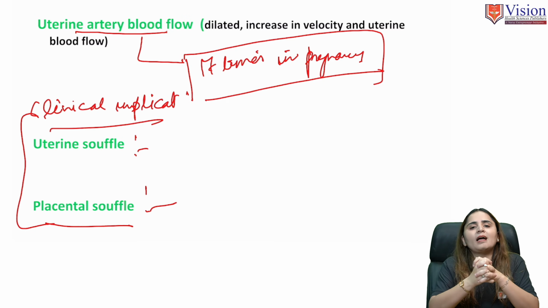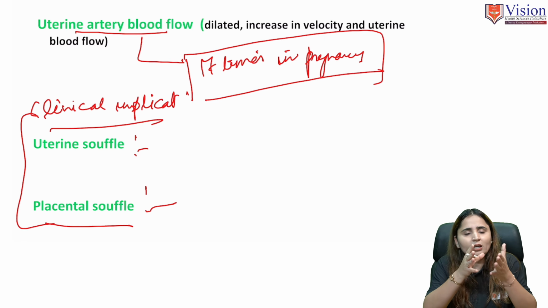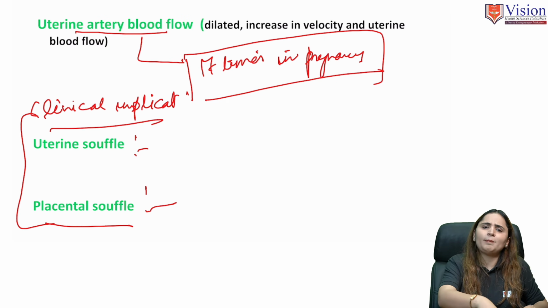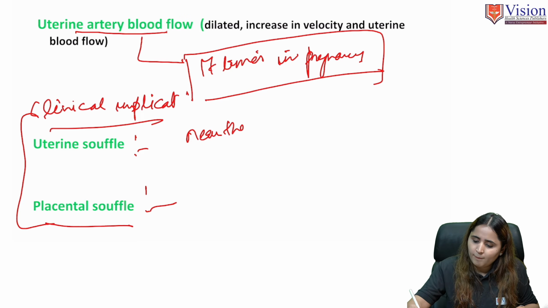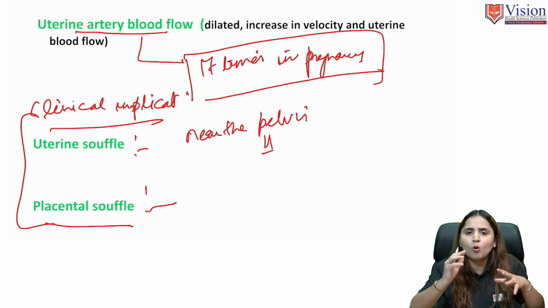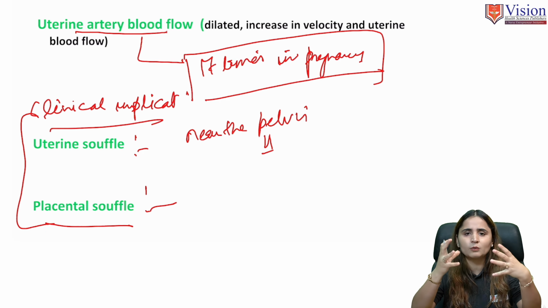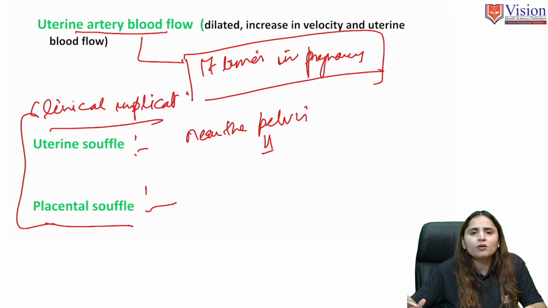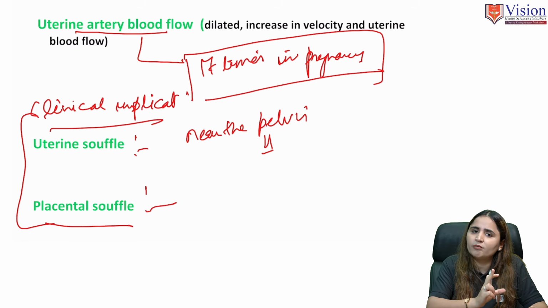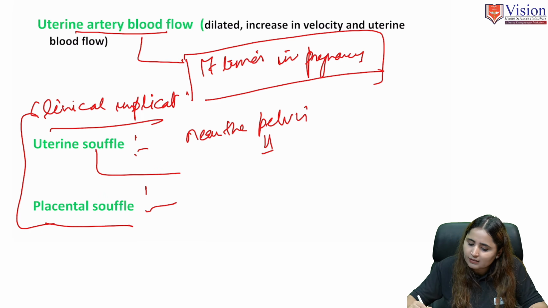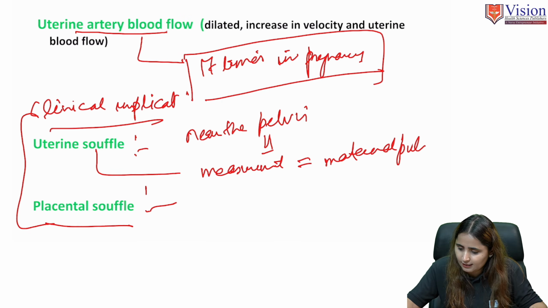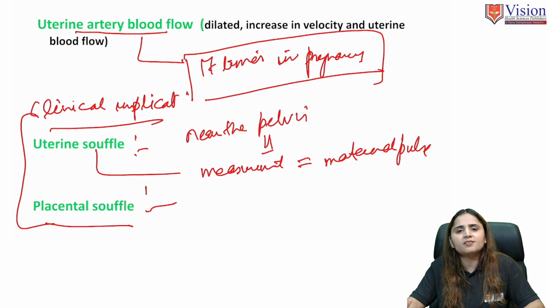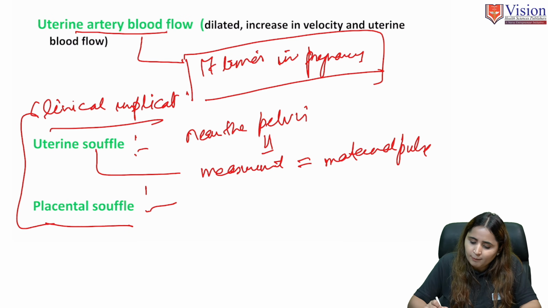So when you are examining any pregnant female, and you put the stethoscope near the pelvis, on the lower part of the abdomen, then you will hear a very loud whoosh kind of sound, which is called a uterine souffle. Don't confuse it with the fetal heart sound. And its rate basically is equal to the maternal pulse.